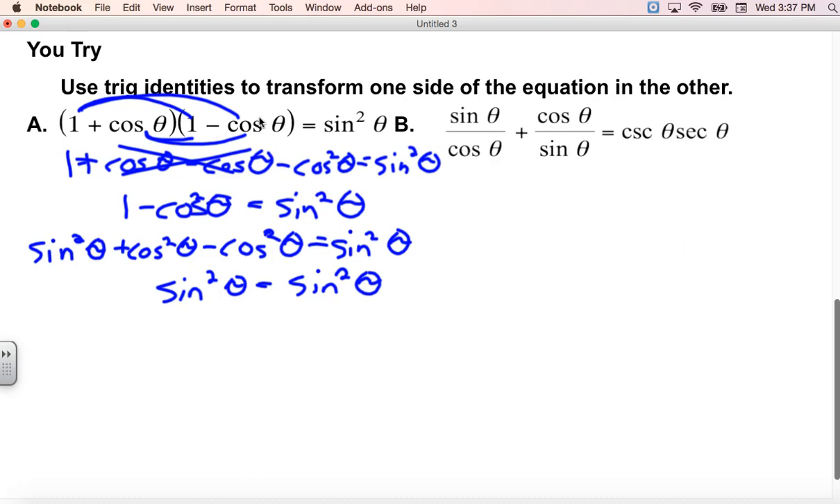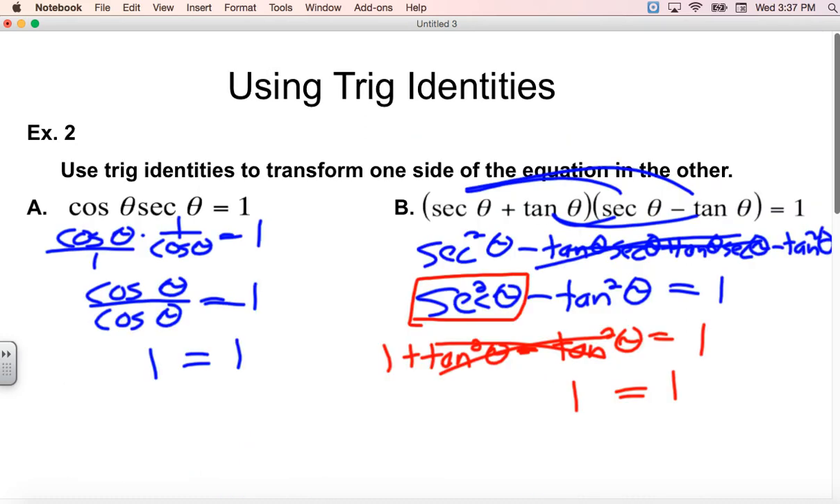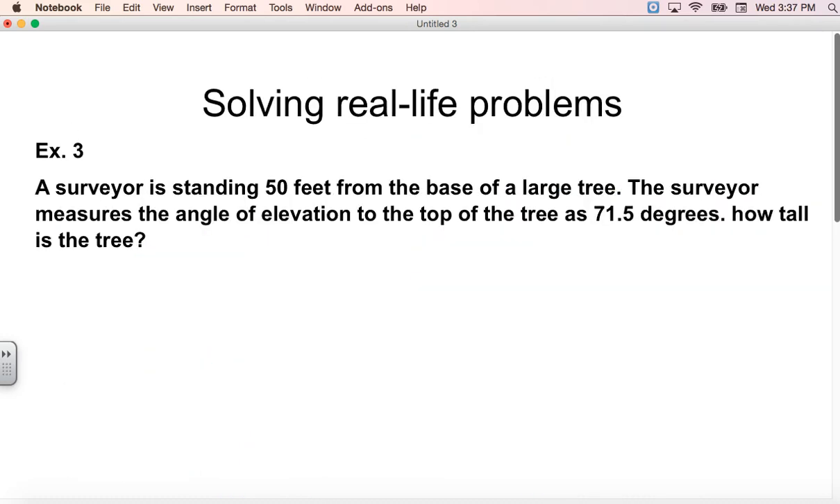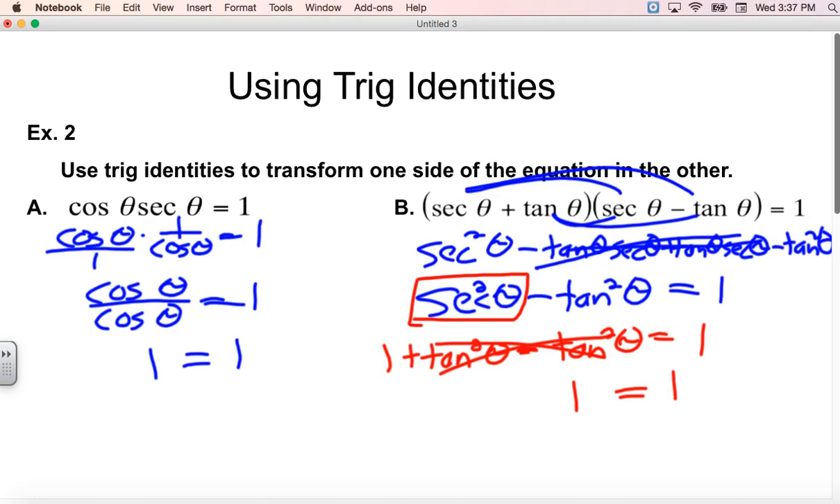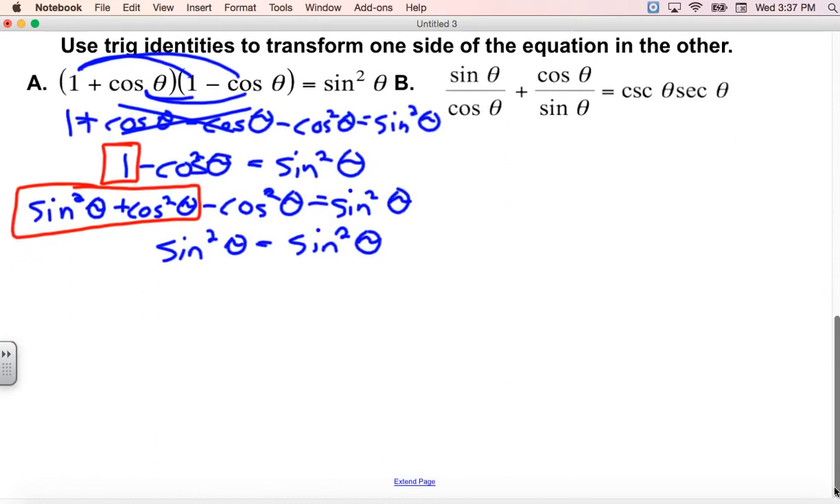So if we just replace the 1, let me highlight it here real quick, if we just replace the 1 with sine squared plus cosine squared, because looking back at our identities, sine squared plus cosine squared equals 1, under the very first Pythagorean identity. So we can change that 1 to be sine squared plus cosine squared. Now our cosine squareds will cancel out because we've got cosine squared minus cosine squared. So those cancel out and we're just left with the sine squared on the left. So now both sides of the equation are sine squared theta.